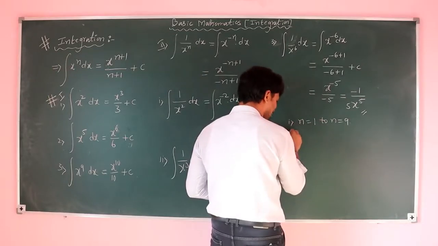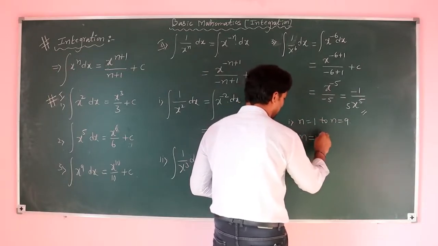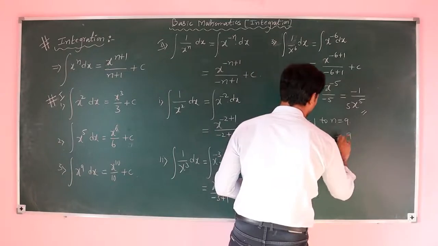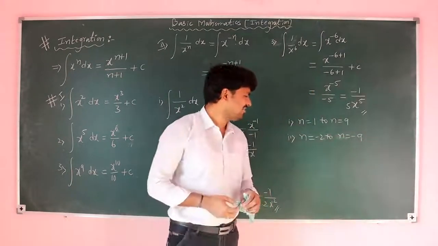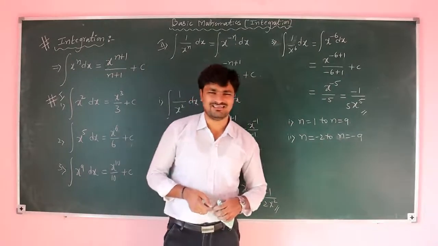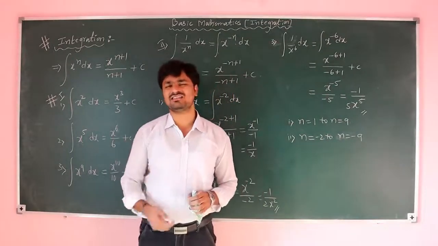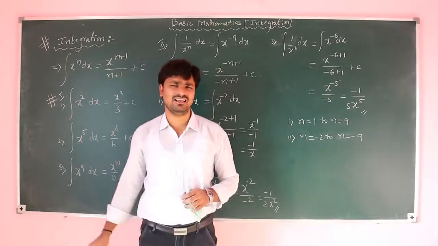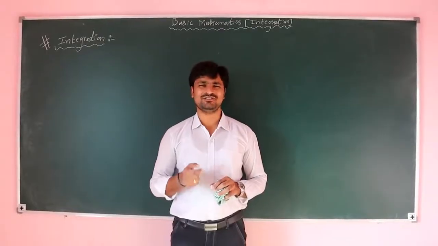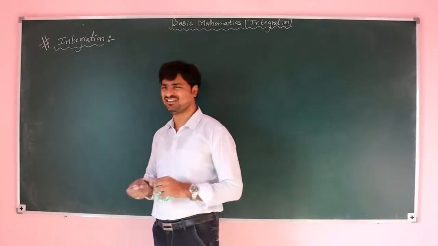And also the range of values, n equal to minus 2 to n equal to minus 9. Why is it not minus 1? We'll discuss. n equal to minus 1 to minus 9. And also we are taking some rational numbers also. We'll see here. So we will see some more examples in integration.